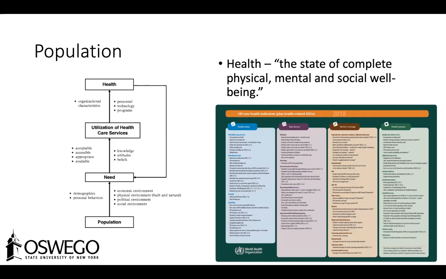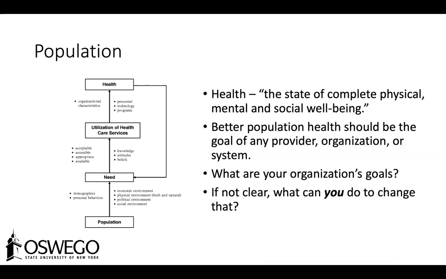Regardless of the measure of health used, better population health should be the overall goal of any healthcare provider, organization, or system. So now I'd like to ask you, what are your organization's goals? See if you can find out. The ease in which you can do this is directly tied to the healthcare leadership and organizational culture within your institution. If these goals aren't clear, what can you do to change that?